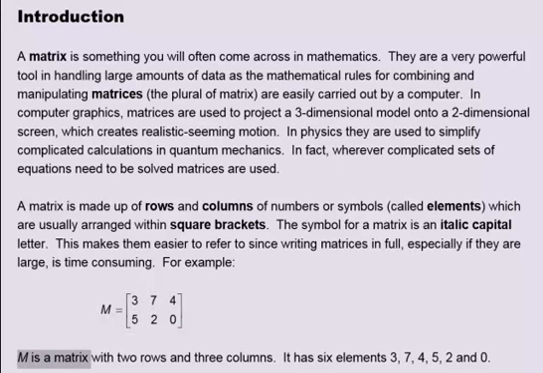M is a matrix with 2 rows and 3 columns. It has 6 elements: 3, 7, 4, 5, 2, and 0.